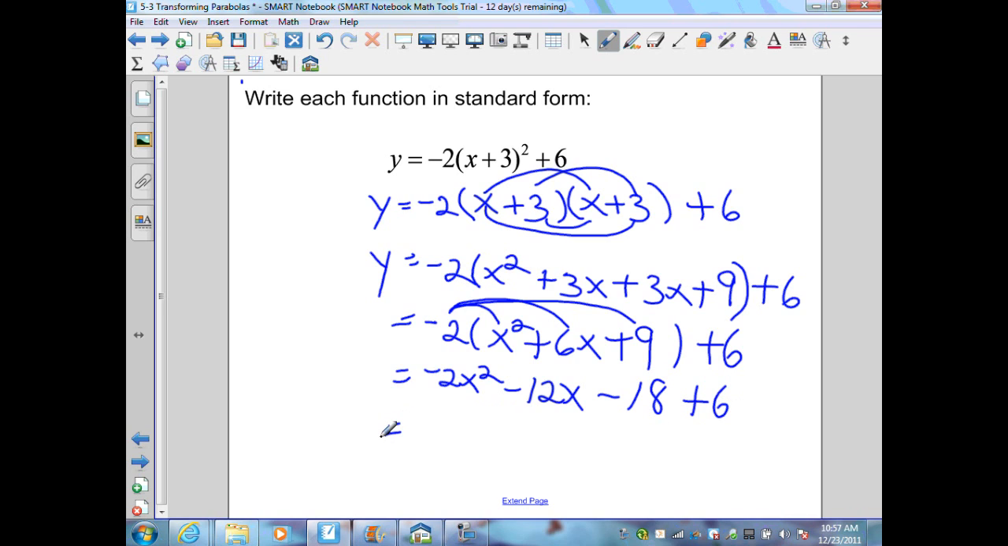Then combine like terms. Negative 2x squared minus 12x. Negative 18 plus 6 is going to give me a negative 12. And remember, we have to put it in descending order. Quadratic term first, linear term second, constant term last. And this is your standard form from this vertex form.